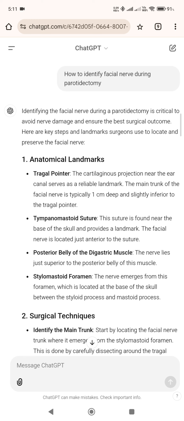Anatomical landmarks. Tragal pointer. The cartilaginous projection near the ear canal serves as a reliable landmark. The main trunk of the facial nerve is typically 1 centimeter deep and slightly inferior to the tragal pointer.